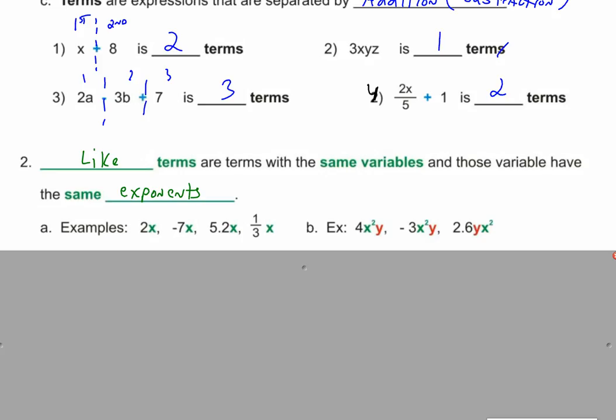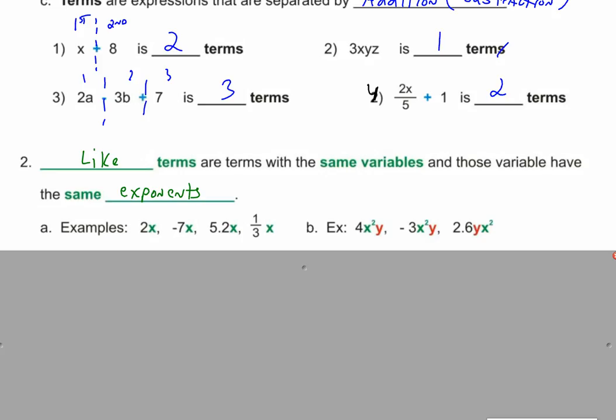Each of them has the same variable, x. And in each case, what power is the x to? Say it if you know it. 1, though it's not shown. We don't show ones. So each of them has an x to the first power. They're like terms.